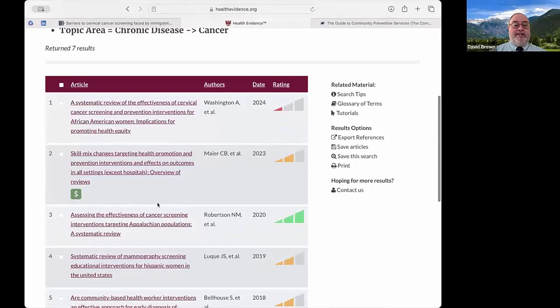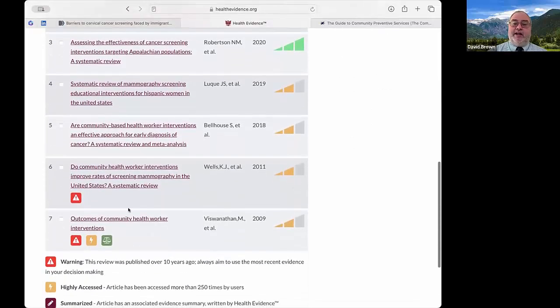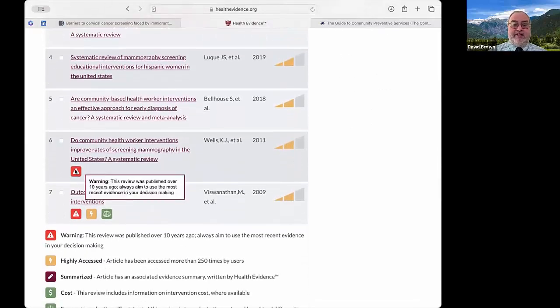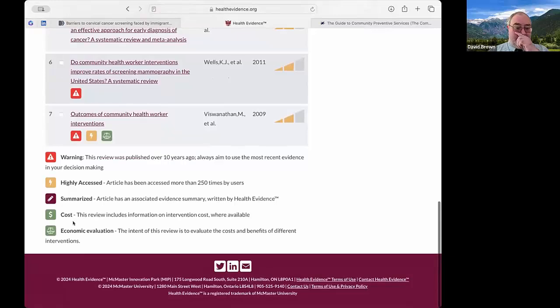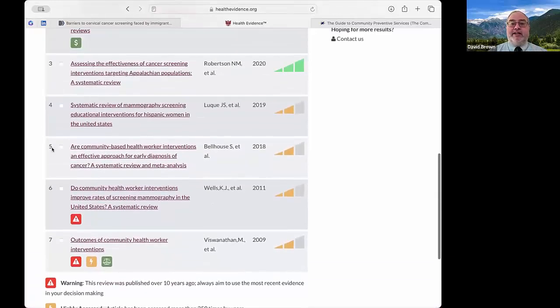Now, what's nice about this is it does have these little green boxes here that we look at. If we look at it here, this is one that shows what the cost was. So if you're looking at what it's going to cost, it's good. What else I like here is there's a rating scale. The higher it is, the more quality it is; the lower it is, the less likely. Again, it also gives warnings that, you know, it was published over 10 years ago. This is one that's very highly accessed. There are also summaries down here of what they mean. But again, those are nice things.